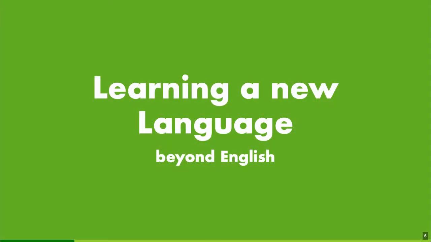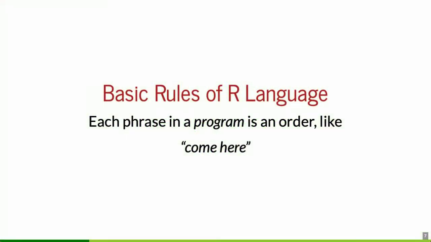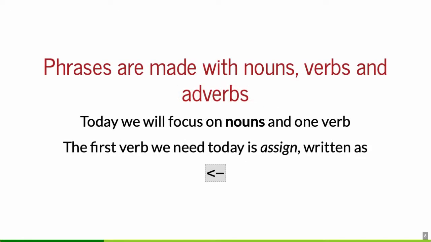We are going to learn a new language, exactly like when we learn to speak English. The basic rule of this language is that each phrase in a program is an order, the same way that we say, come here. We give commands to the computer, we order the computer what to do. All phrases are made with nouns, verbs, and adverbs. Today we will focus only on the nouns and one verb. The verb that we use today is assign, that is represented with an arrow.